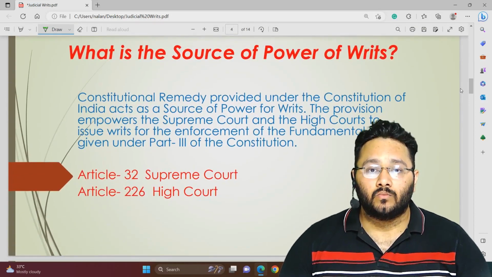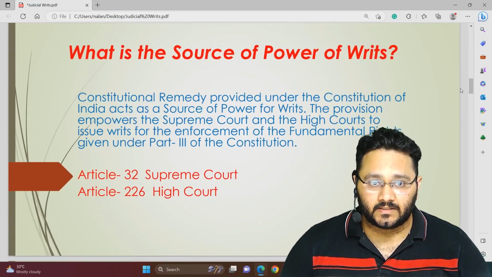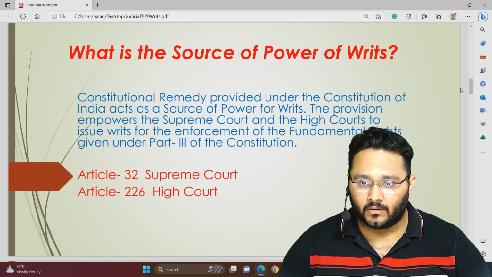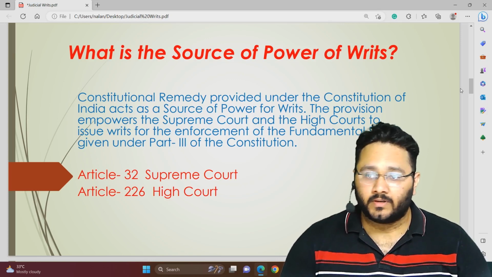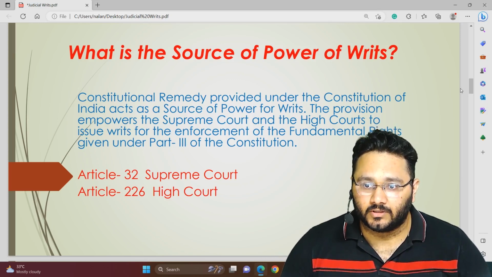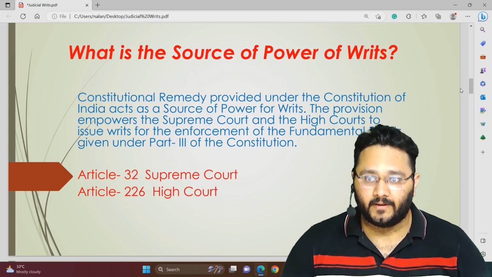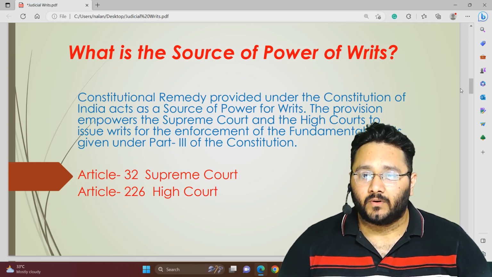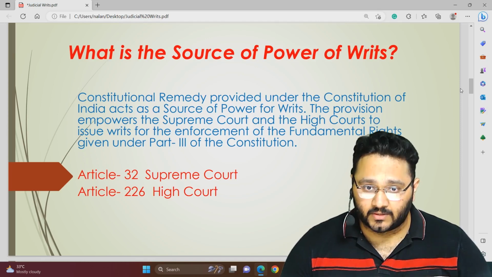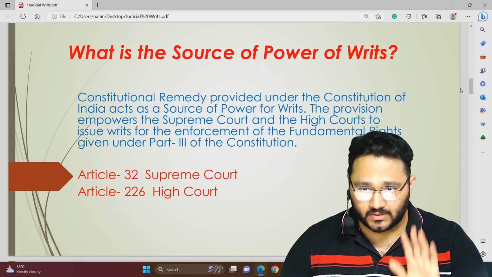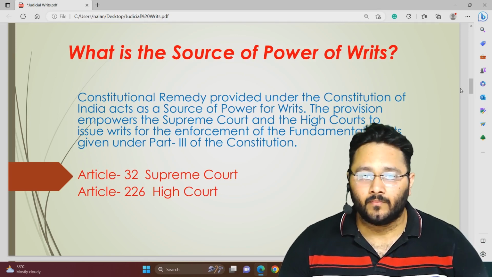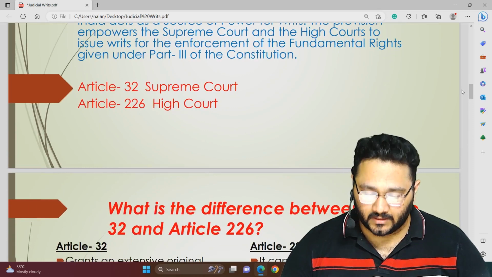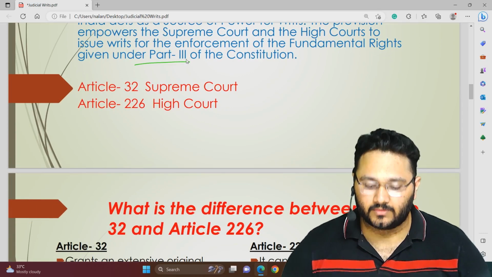Now comes the question, what is the source of power of these writs? The constitutional remedy provided under Article 32, we all know, right? It is also known as heart and soul of the Constitution. Who said this? Yes, Dr. B.R. Ambedkar. So under the Constitution of India, it acts as a source of power for these writs. The provision empowers the Supreme Court and the High Court, both of them, only these two higher courts, to issue writs for the enforcement of fundamental rights given under Part 3 of the Constitution.